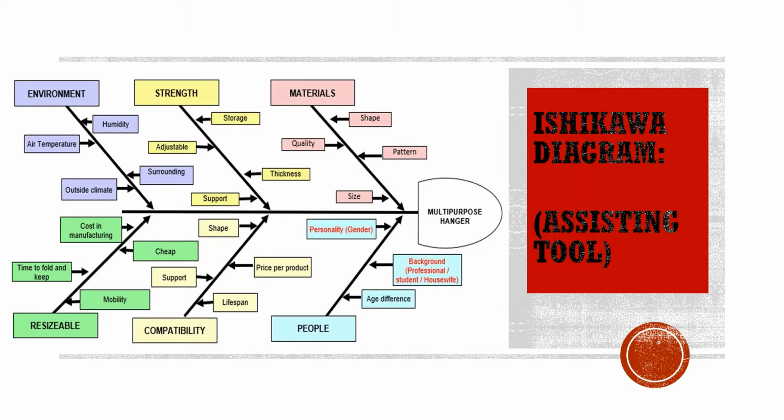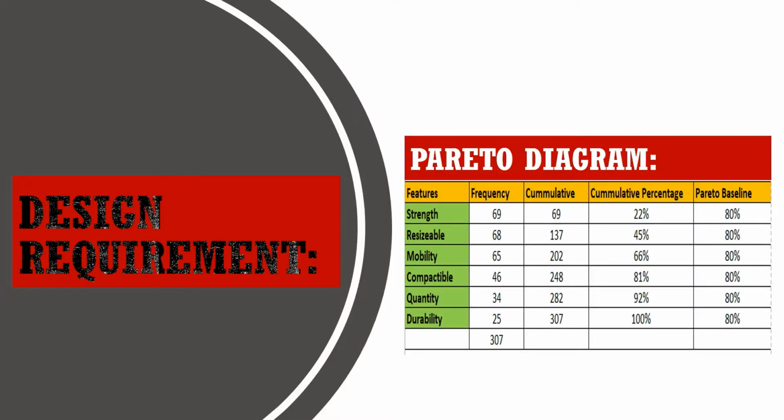The next activity in the design requirement analysis is designing a Pareto diagram based on the features of the survey, which are strength, resizable, mobility, compactable, quantity, and durability. These are the features on the top list of the survey, with the frequency of strength being 69. Cumulatively, it adds to resizable 137, mobility 202, compactability 248, quantity 282, and durability 307.